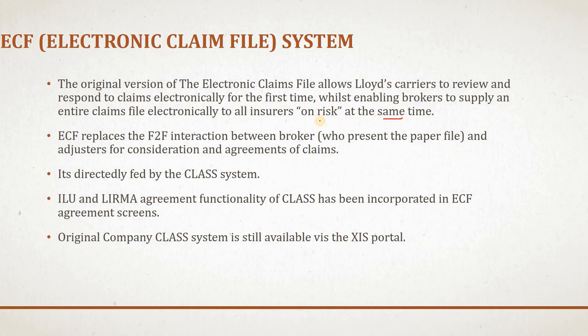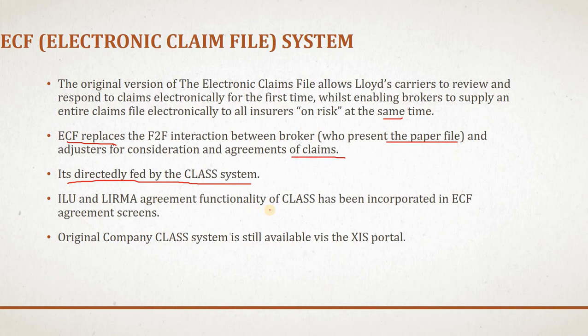So in the Lloyd's context, the broker would supply the physical claim file to all the syndicates involved in the risk, but now syndicates have the functionality to view and respond to the claim electronically in the ECF portal. ECF replaces the face-to-face interaction between the broker, who presents the paper file, and the adjuster for considering an agreement of the claim. It's directly fed by the class system. So the class system keeps on feeding the information to the ECF system.